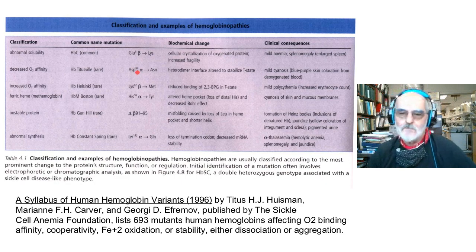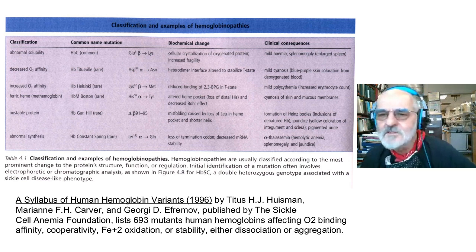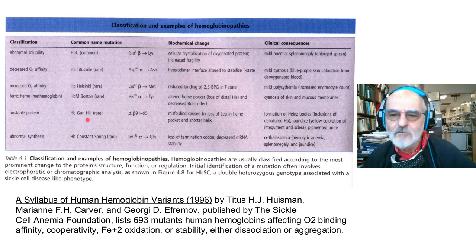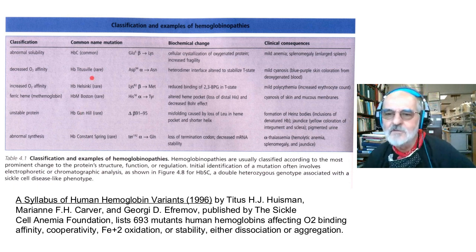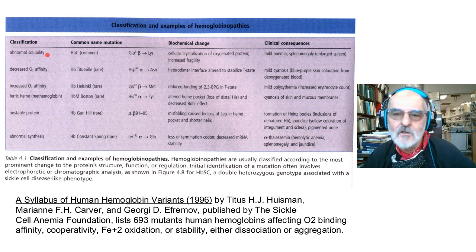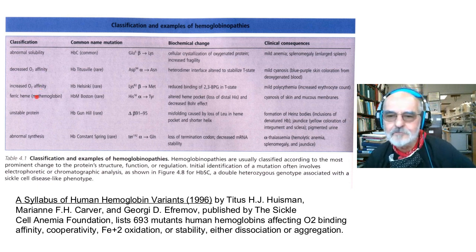Okay. This is a slightly different summary from another source that I have shown in the past. I don't think I showed this in the L7, L8 lecture. It's a little bit fuzzy. It's a bad reproduction, but it's a different kind of summary of what we're talking about, examples of hemoglobinopathies. So solubility, decreased, increased oxygen affinity, hemoglobin M, unstable protein, abnormal synthesis, etc.